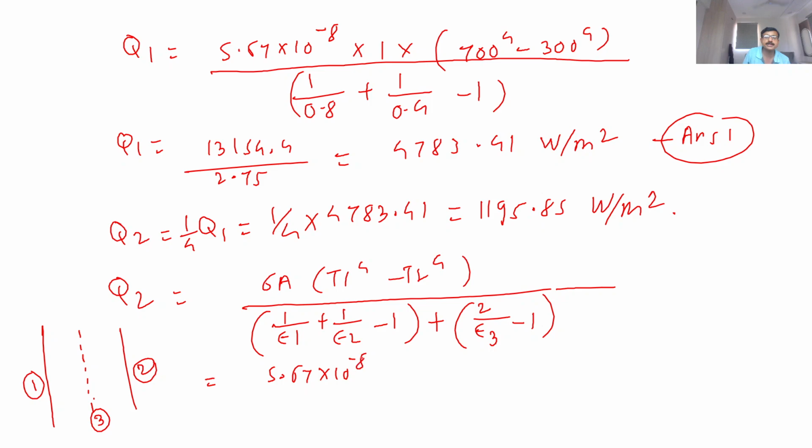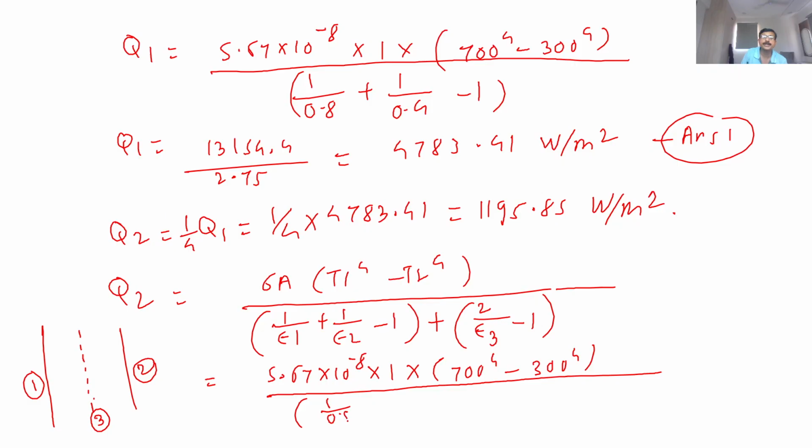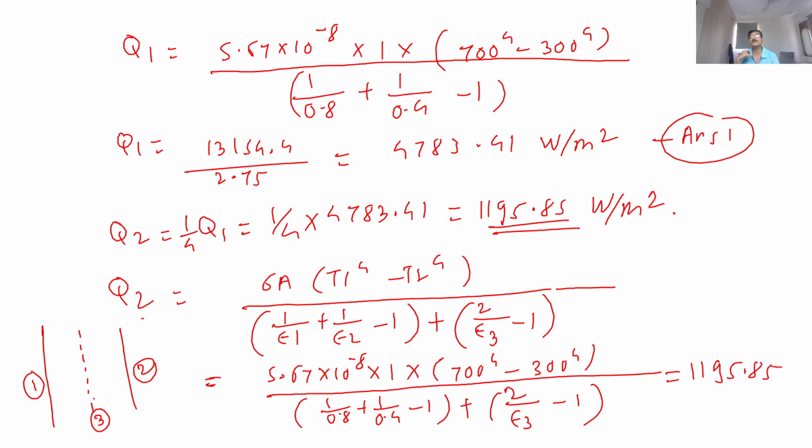Okay, now I will go for the calculation. 5.67 into 10 raised to minus 8, that is sigma. Area not given, 1. T1 700 raised to 4 minus 300 raised to 4, divided by 1 by epsilon 1, 1 by 0.8 plus 1 by 0.4 minus 1 plus 2 by epsilon 3 minus 1. What is epsilon 3? That is unknown. That is what we are asked to calculate. This is equal to Q2, but how much is Q2? Q2 is 1195.85, which has already been reduced to 1/4. So that I already know. Now you have to solve this equation to get the answer for epsilon 3.